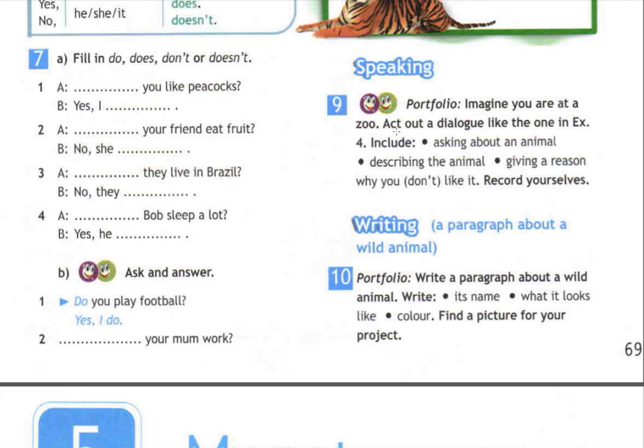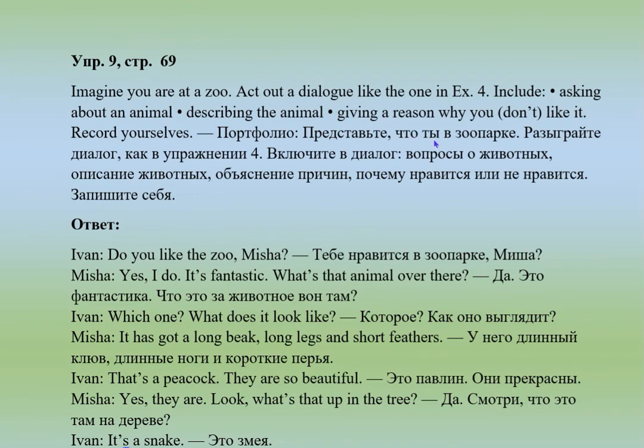And now we must do exercise number 9. Imagine you are at a zoo. Act out a dialogue like the one in exercise number 4. Include asking about an animal, describing the animal, giving the reason why you don't like it. Record yourselves. Представьте, что ты в зоопарке. Разыграйте диалог, как в упражнении 4. Включите в диалог вопросы о животных, описание животных, объяснение причин, почему нравится или не нравится, и запишите себя.